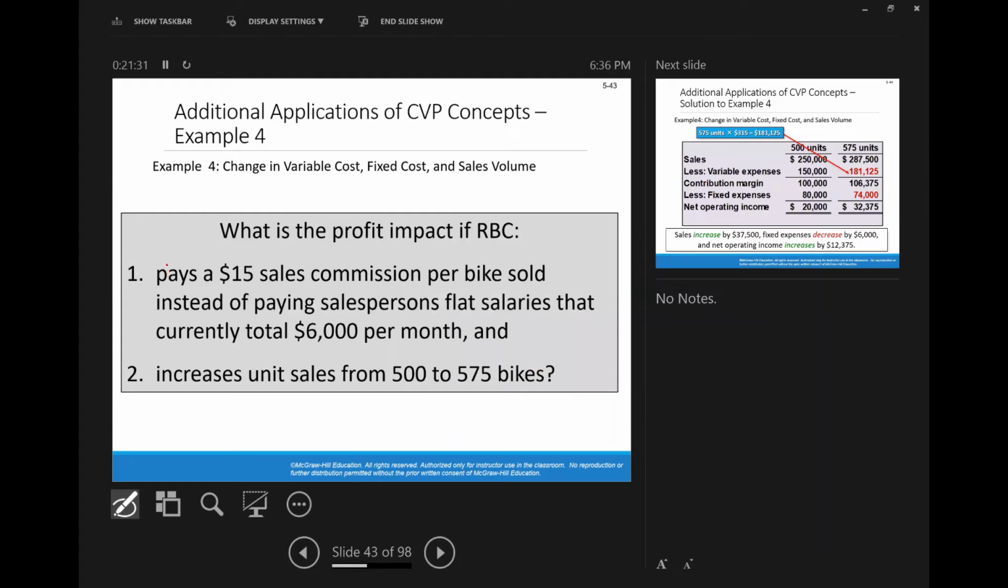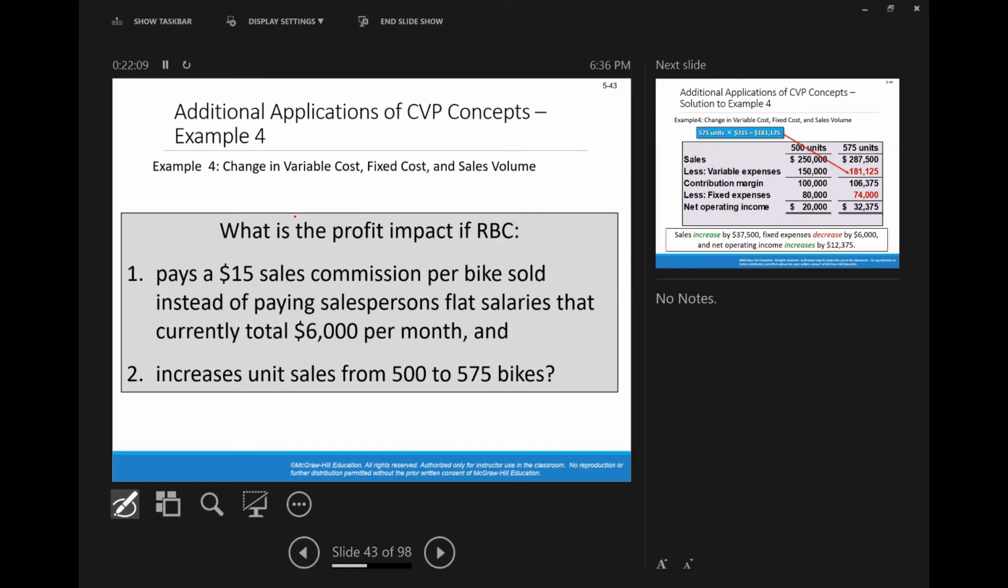Okay, another example. What is the profit impact of RBC if they pay $15 sales commission per bike sold instead of paying salespersons' flat salaries of $6,000? So what's happening there? Now it's saying 15 per bike. So that's going to be our variable now, because we're going to have to use it with our quantity, it's not going to be a flat cost. But the 6,000 was our flat cost. So that's also going to change our fixed expenses. We're going to reduce that down by 6,000.